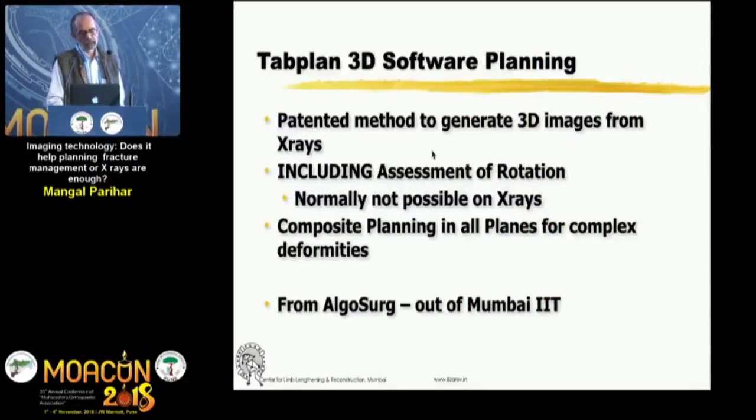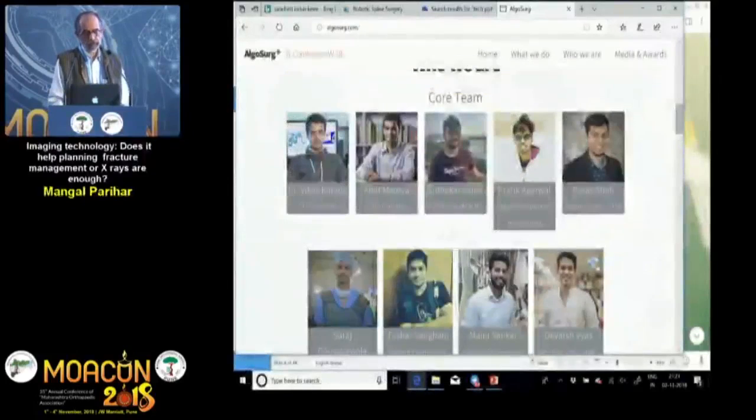where you can generate three-dimensional images. You don't need a CT scan. You can generate three-dimensional images from just 2 X-rays, and that includes an assessment of rotation, which till now was really possible only clinically. And then you can use the same thing for planning the deformity correction. This is the bunch of boys, young people who are doing that software.